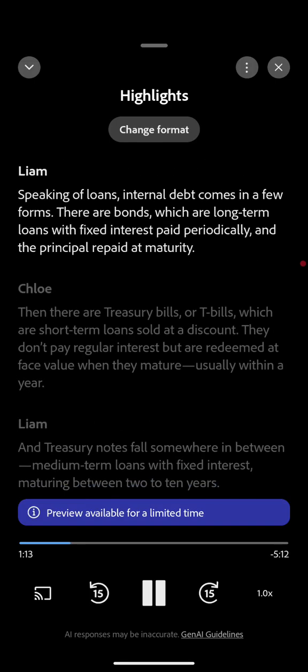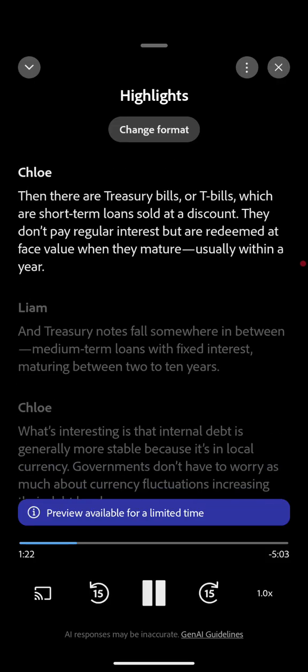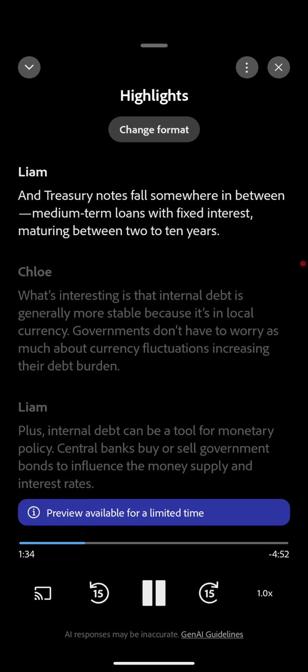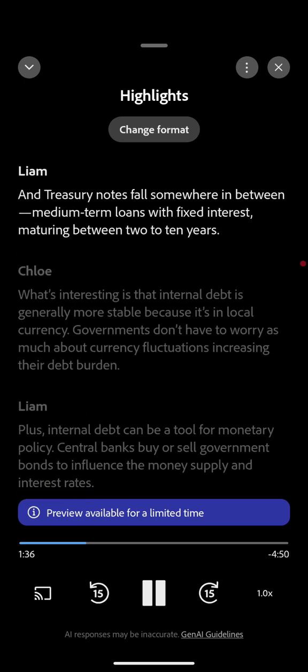Speaking of loans, internal debt comes in a few forms. There are bonds, which are long-term loans with fixed interest paid periodically, and the principal repaid at maturity. Then there are treasury bills, or T-bills, which are short-term loans sold at a discount. They don't pay regular interest, but are redeemed at face value when they mature, usually within a year. And treasury notes fall somewhere in between. Medium-term loans with fixed interest maturing between 2 to 10 years.